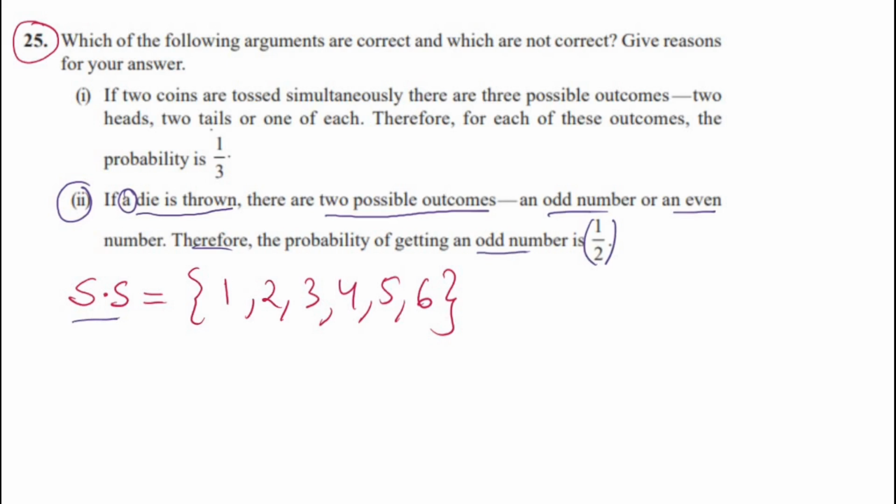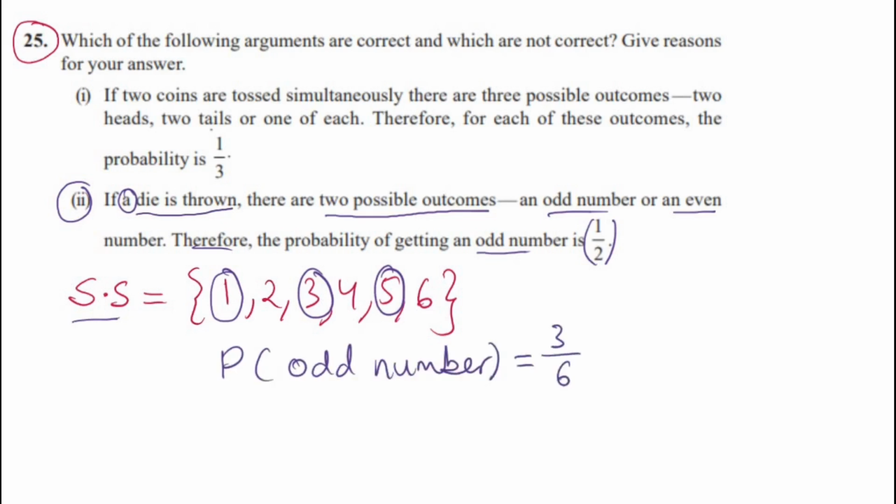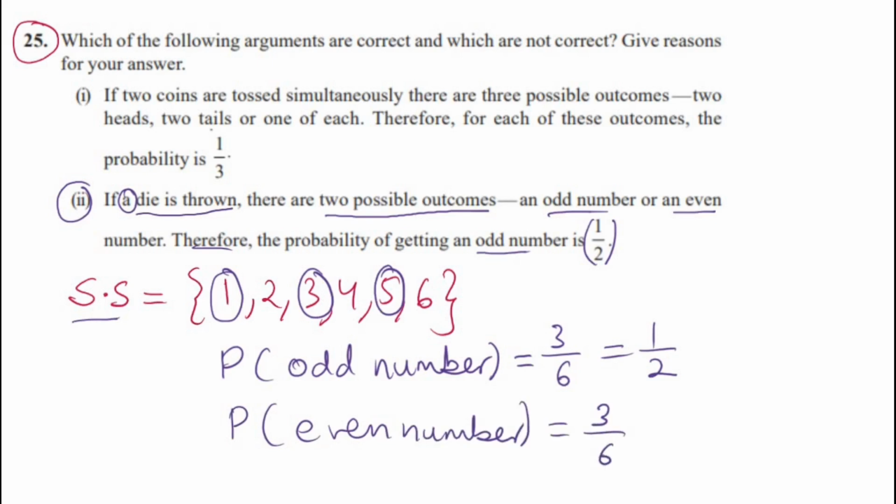Let's verify this. In this sample space, how many odd numbers are there? 1, 3, 5. These are the odd numbers. The probability of getting an odd number is 3 out of 6 choices. So it is 1 upon 2, and probability of getting an even number is also 3 out of 6, which is 1 upon 2. So probability of getting an odd number is 1 upon 2. It is true. So it is a correct statement.